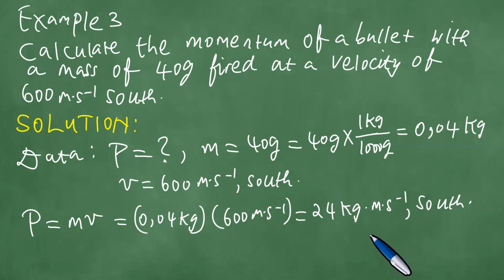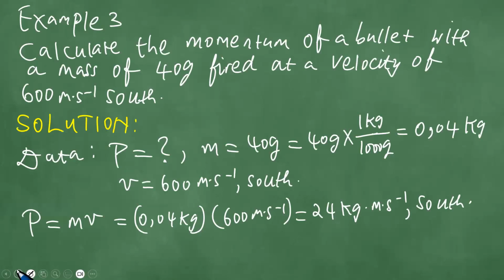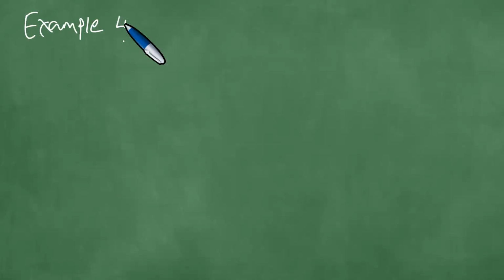Okay, now what about if we're dealing with a soccer player? Oh, let's deal with a dog. Now, sometimes we might be interested in finding the momentum of a dog. Example 4. I believe it is 4 because the other one was 3. Example 4.